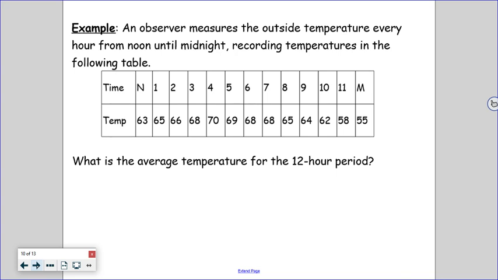And I also want to kind of reword this because if we're going to do a trapezoidal approximation, it's going to say that in the question. So we're going to use a trapezoidal approximation to find the average temperature for the 12-hour period, since we are in our trapezoid section here. Okay, so what is the average temperature for the 12-hour period using a trapezoidal approximation here?